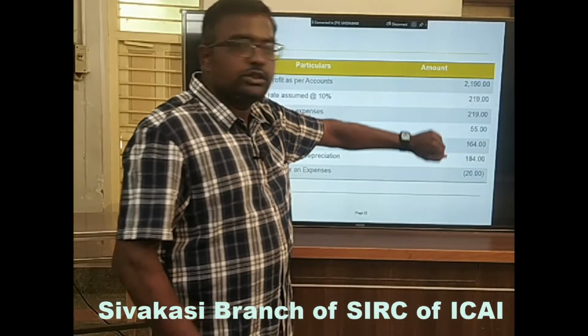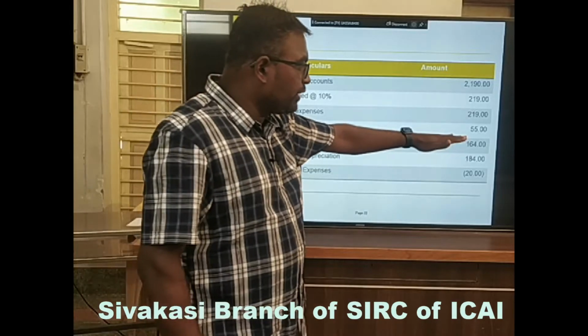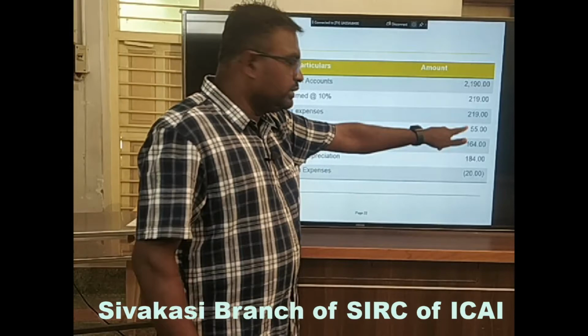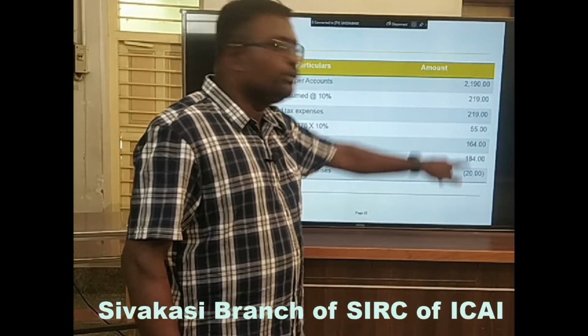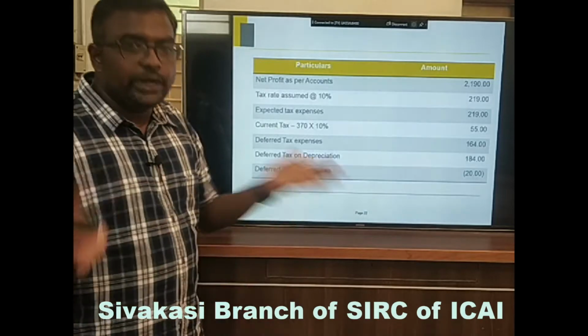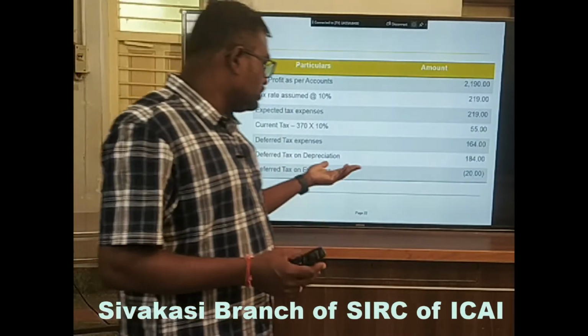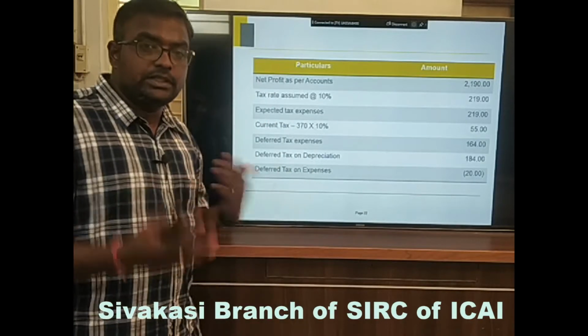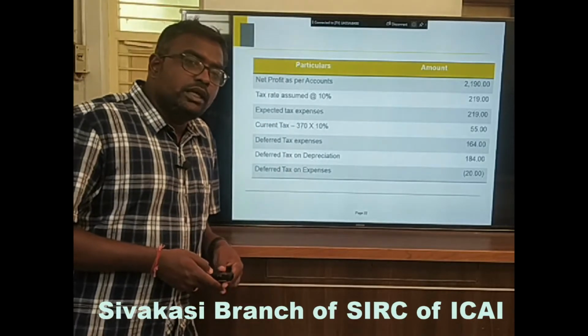How am I getting this 219? 55, which is tax as per income tax accounts, plus 164, which is the deferred tax. How does that 164 come? There are so many components of deferred tax. One is because of depreciation timing difference, one is because of expense timing difference. In my case, it is bonus.